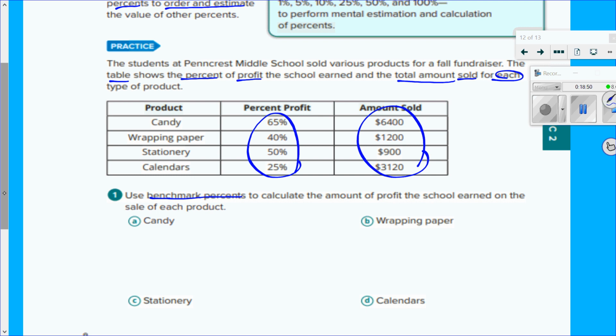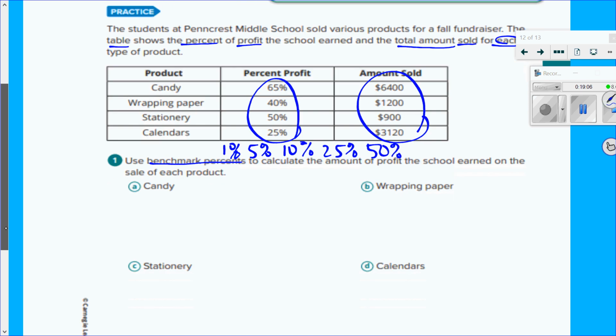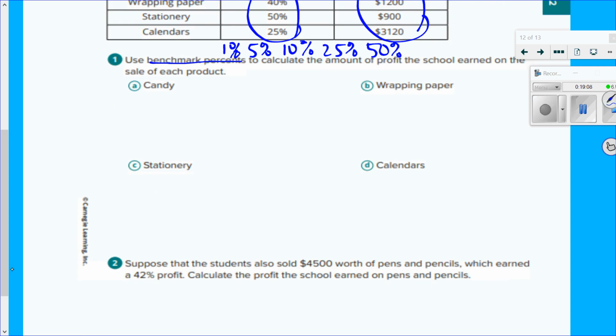So remember, that includes all of your benchmarks. So 1, 5, 10, 25, 50s. Probably don't need 100s on those. So 50 will probably be the highest you'll go. But you can use any of those to get to those numbers. So you have 4 questions on that. And then they add an additional one, $4,500 for pen and pencils. And they gave you a profit percent. So you're going to do that same part. Use your baseline benchmarks to estimate that one.